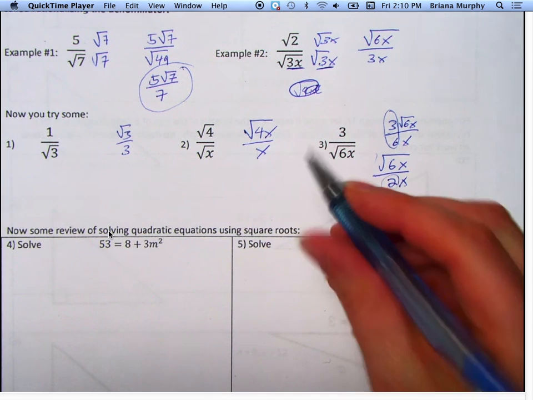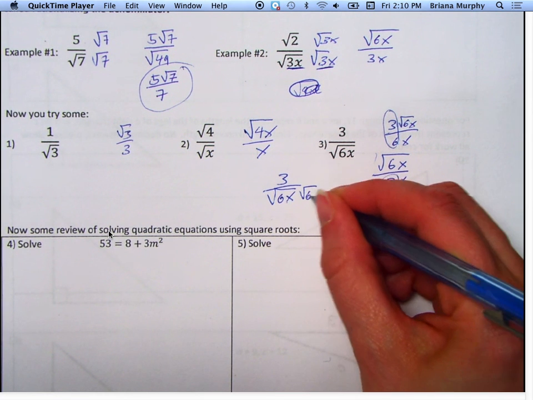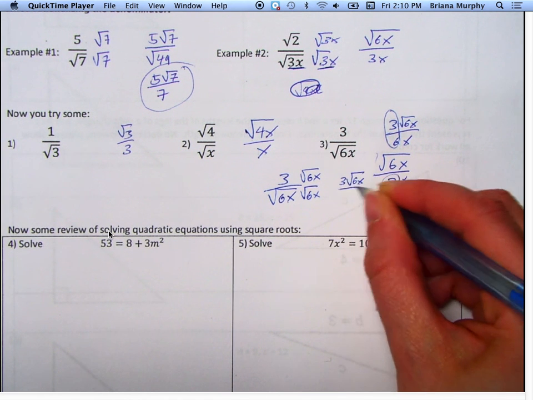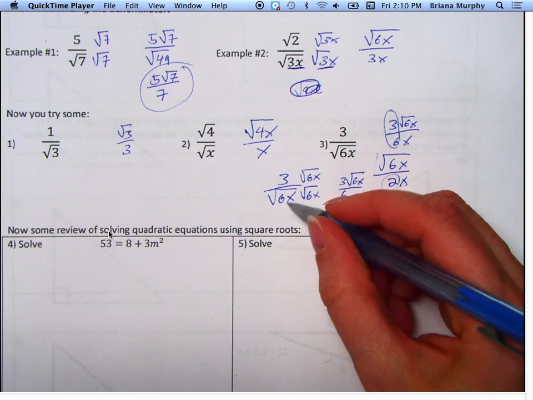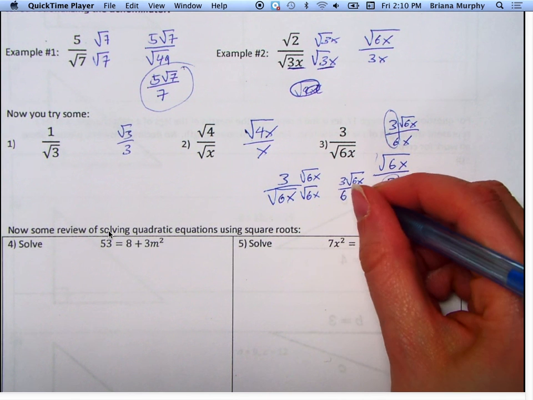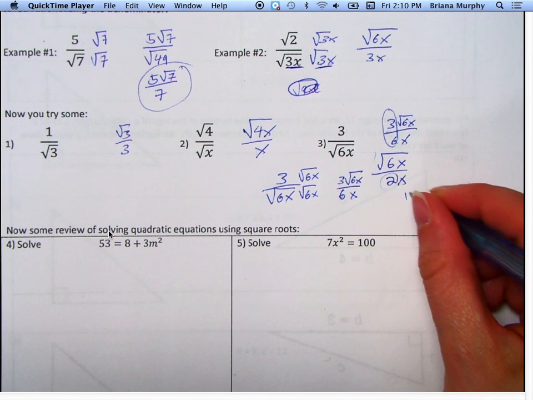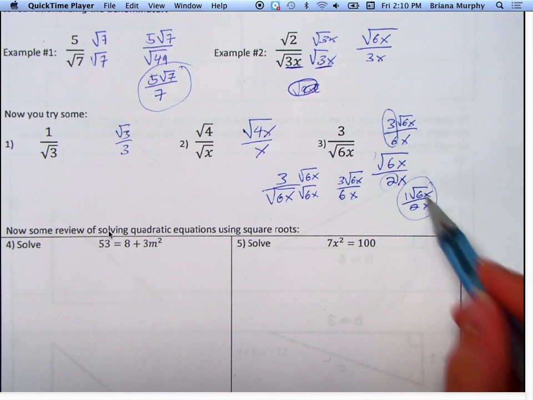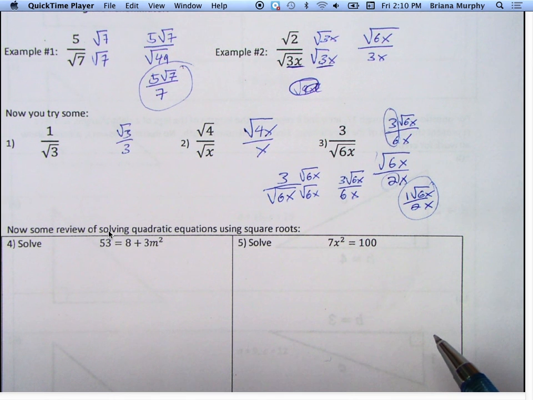Okay, let me do the whole thing. So we got 3 over 6 square root of 6x. So I multiply the top and bottom by the square root of 6x. So I get 3 square root 6x over 6x. 6 times 6 is 36, the square root of 36 is 6. x times x is x squared, the square root of x squared is x. But now I have 3 over 6. That reduces to 1 over 2. Good? I just did that because some people were asking questions.